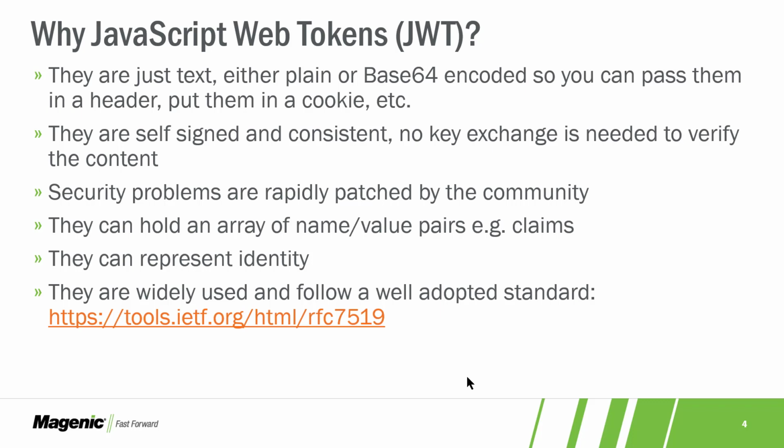And if you trust the issuer of the JWT, which you can check by cracking it open and seeing who the issuer is, then you can pretty much trust the token. They have the possibility of expiring, so they're very flexible in that way. They can hold identity, they can hold name-value pairs, otherwise known as claims, so you can pack them full of, for example, user metadata, like full name and email address, user ID, that sort of thing. And they're very widely adopted.